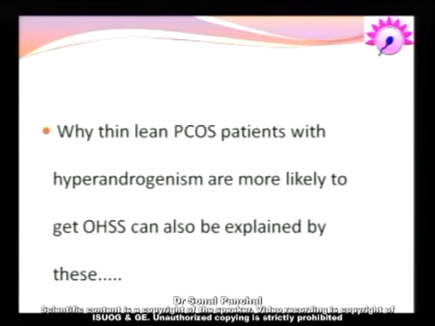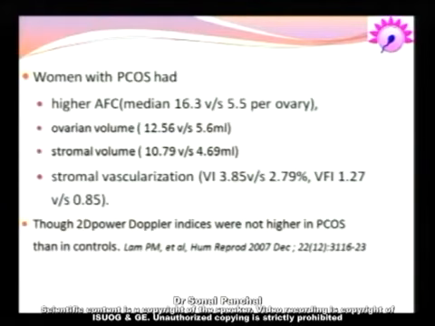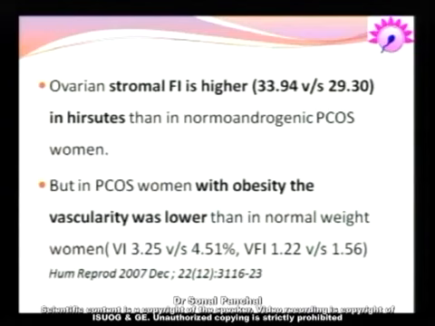Why thin-limbed patients with hyperandrogenism are more likely to get OHSS can also be explained by this, because we know that PCO patients have high AFC and high stromal vascularization, but it's in hyperandrogenic females that the stromal vascularity is even higher, as just mentioned by Dr. Nick. But in obese patients, the vascularity is lower. That means the thinner the patient, the more hirsute the patient, the more the vascularity is going to be, and therefore thin-limbed patients who are hirsute are more likely to go into hyperstimulation syndrome.